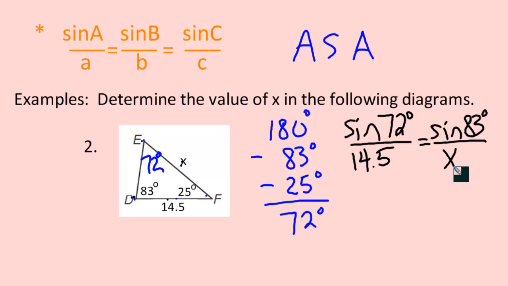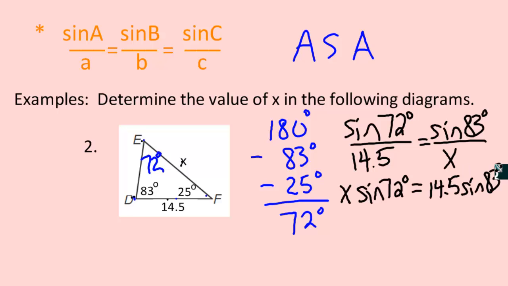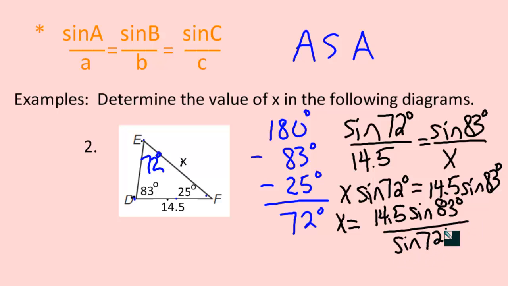And from here, if we cross multiply, divide away the sine of 72. So I'm dividing away sine 72. And it's a good calculator problem again. X ends up being about 15.1.